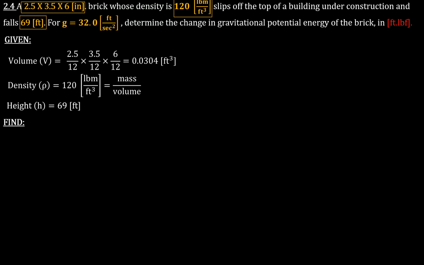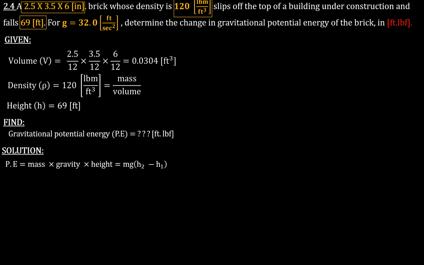So what do we need to find here? We need to find the gravitational potential energy in feet times pound force, and here we are using US customary units. So what's the solution? We know that potential energy is mass times gravity times height. Here we don't know the mass, but we know the gravity and the height. So let's find out what the mass is.